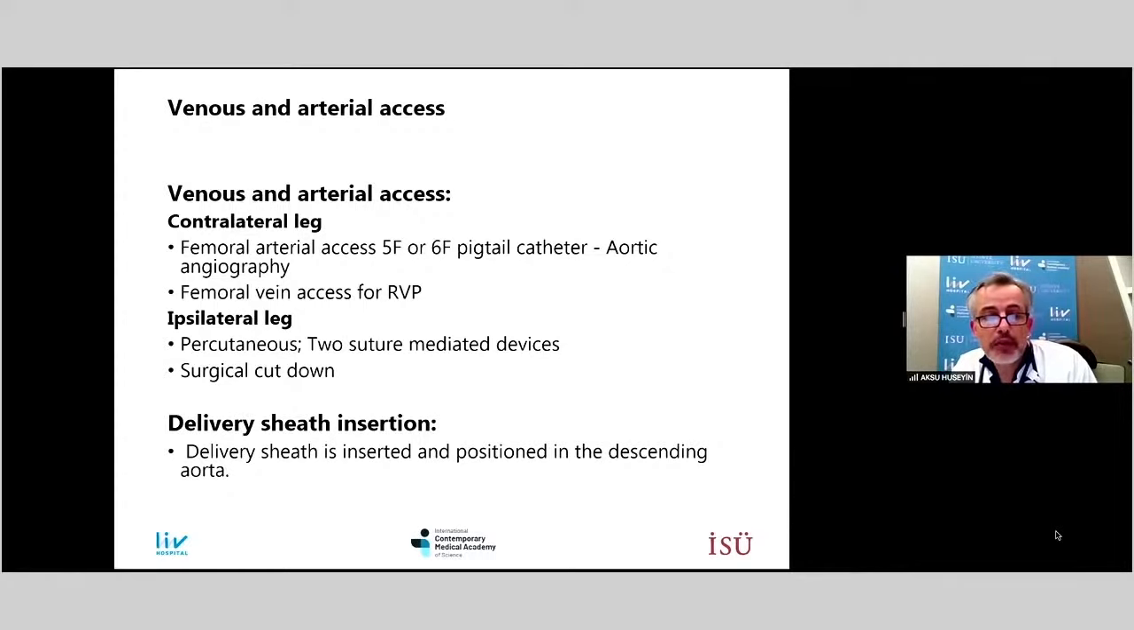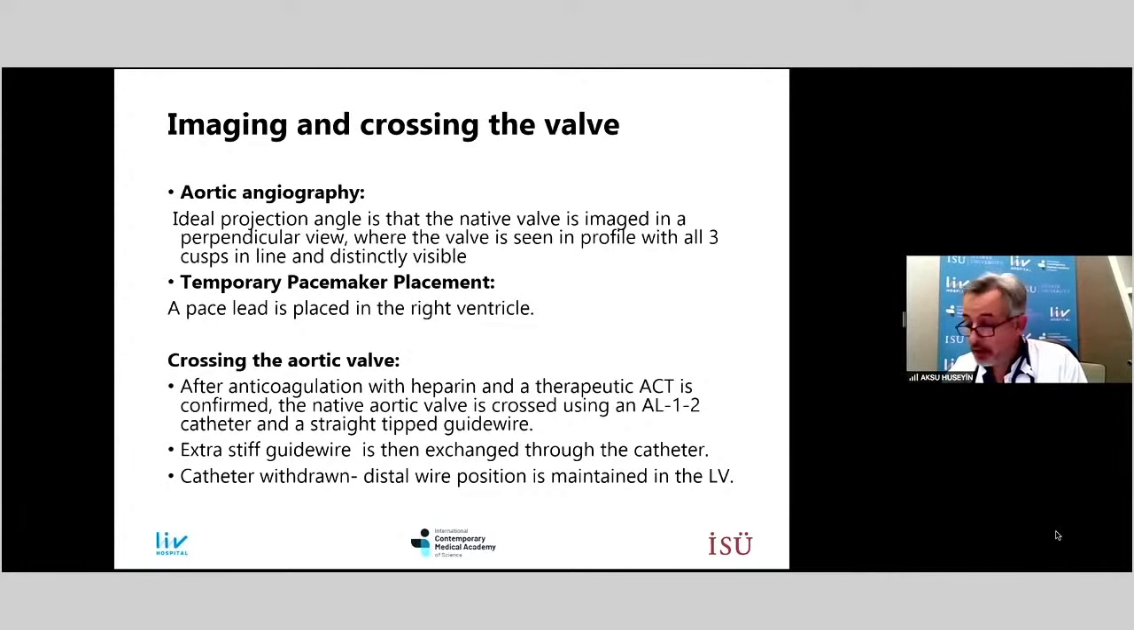Также для TAVI-процедур нам нужен вход для хирургического вмешательства. Также после всего этого мы можем начать аортический доступ. Представить и пройти клапан.